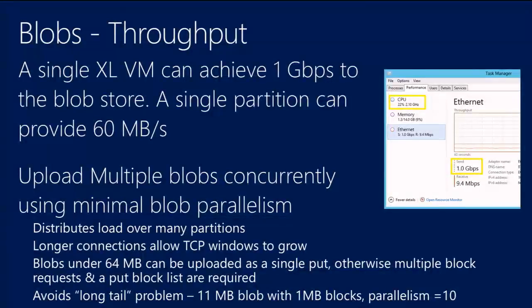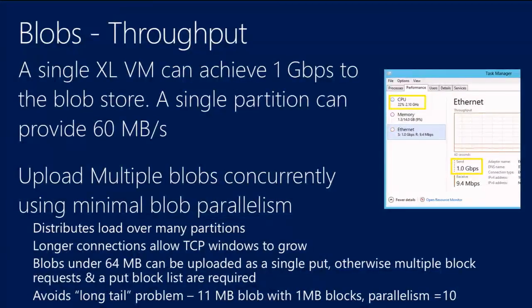And then also there's a long tail problem when people are doing concurrency at the blob level. So for example, if I have an 11 megabyte blob and I have my parallelism set to 10 and 1 megabyte blocks, all things being equal, the first 10 blocks complete more or less at the same time, but then I have to wait for a single operation, right? I no longer have concurrency at that point. And so what you end up with when you do high blob level concurrency as compared to multiple blobs at the same time is somewhat peaky throughput, right?